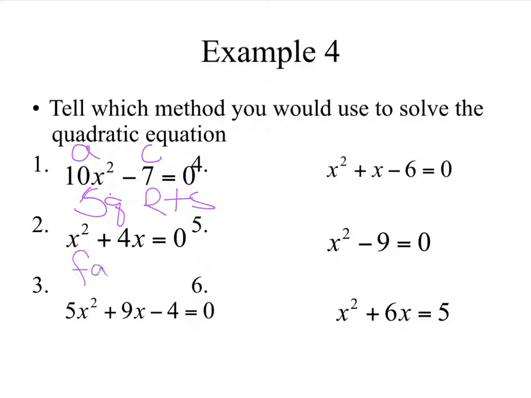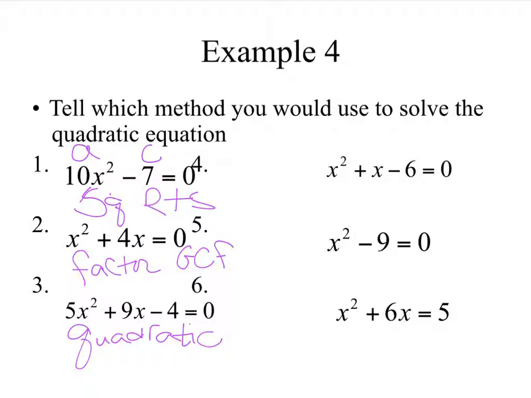The second one is actually better by factoring, because I can very quickly pull out a GCF of x. I could use completing the square, because I have the A and the B, but this works quite nicely for GCF and factoring. Number 3, that doesn't look like any nice numbers, so I'm going to use the quadratic formula for that one.